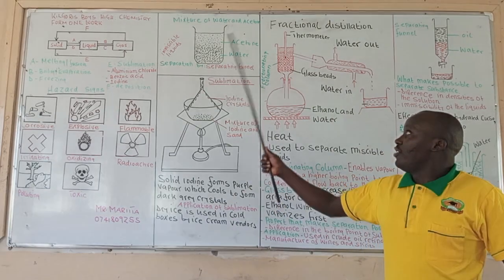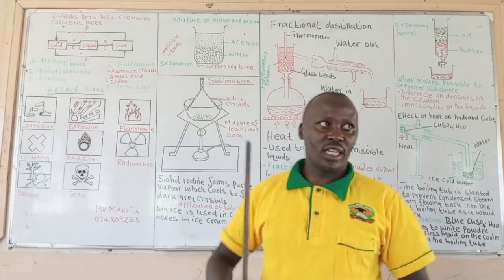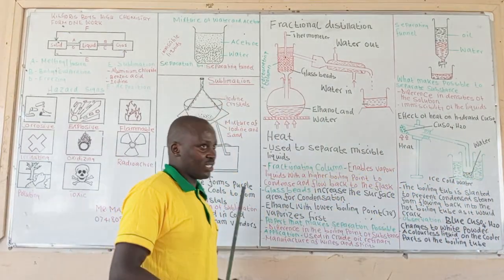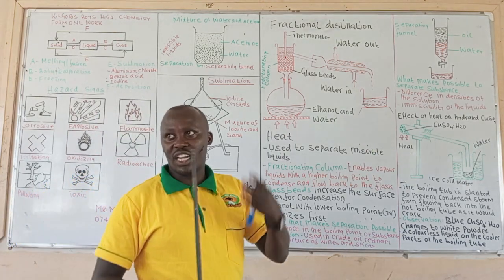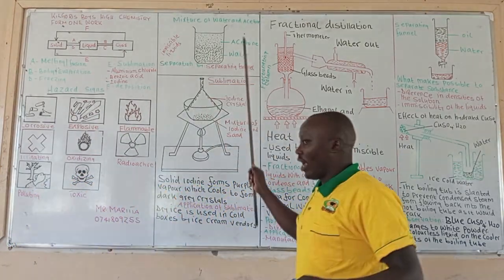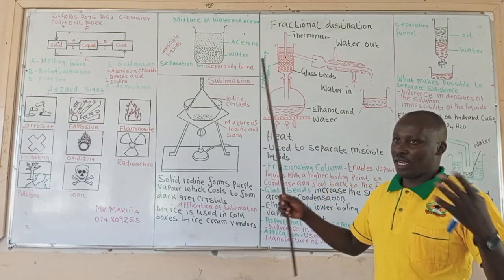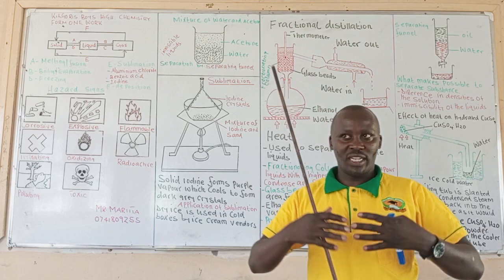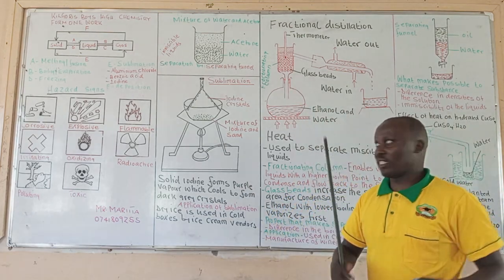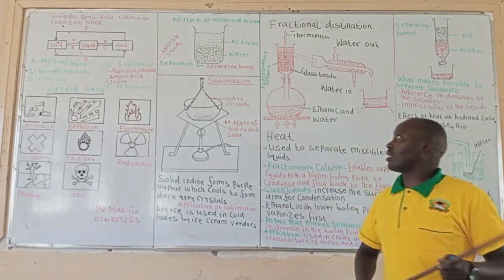Now we have the separation of substances. We have various methods of separating substances. We have use of a magnet, decantation, and very many others. I have some diagrams here. What are some of the common diagrams we normally expect in an examination on the separation of substances?